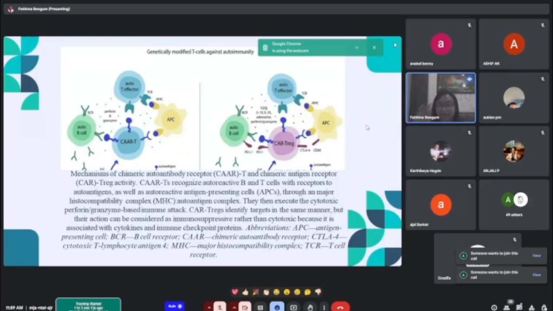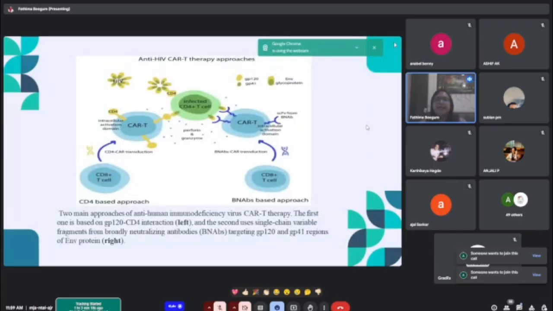We can also treat type 1 diabetes using this, and ulcerative colitis. Even in HIV, CAR therapies are there. A CD8 plus T cell mediated, CD4 based approach is there, and also one broadly neutralizing antibody approach is there. That is DNA based, a novel approach. Both approaches will kill the infected CD4 cells.